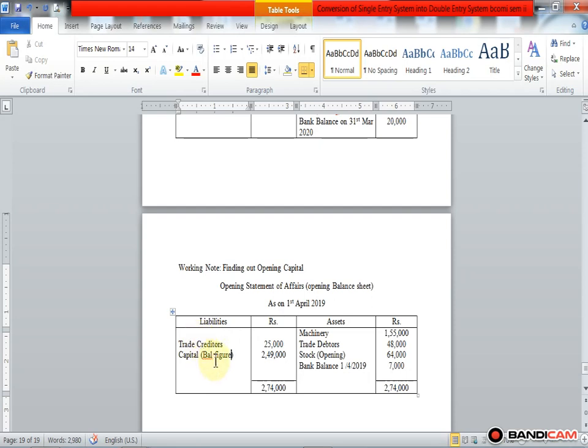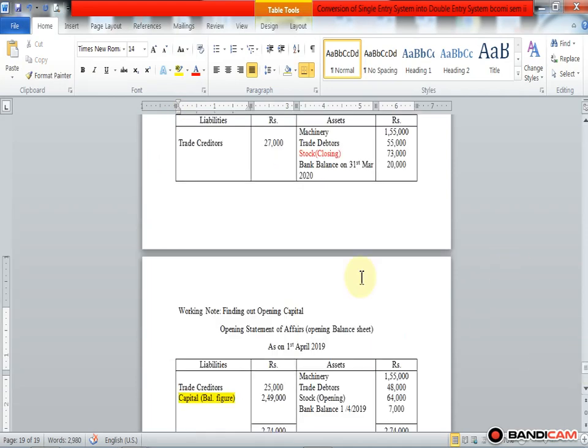Okay, the difference is called capital or opening capital, and this opening capital is transferred to the liability side of the closing balance sheet. So capital is transferred here, in the inner column, 2,49,000.